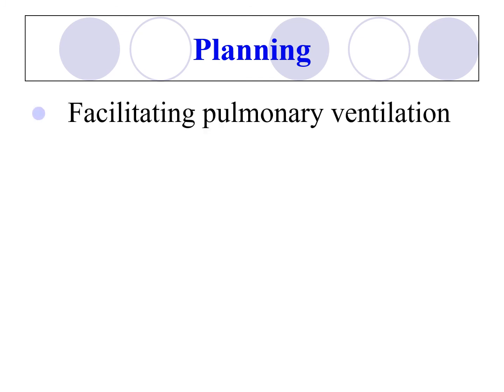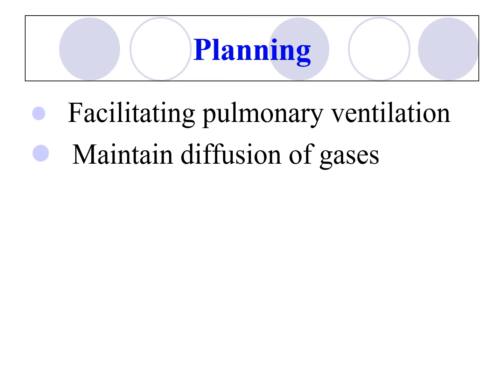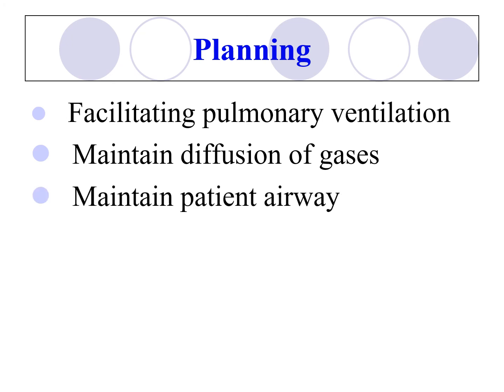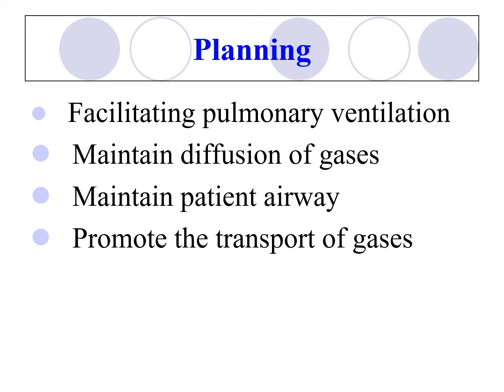Then we will go to the planning. In the planning, we have to facilitate pulmonary ventilation. So in case anything interferes with the airway, we have to facilitate the ventilation, maintain the diffusion of gases at a normal level, maintain a clear and patent airway, and promote the transport of gases.